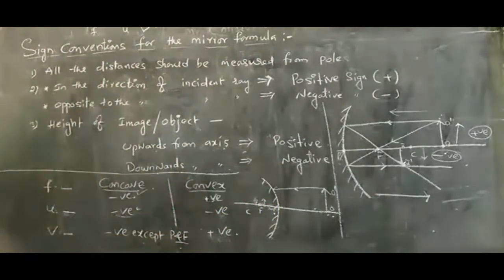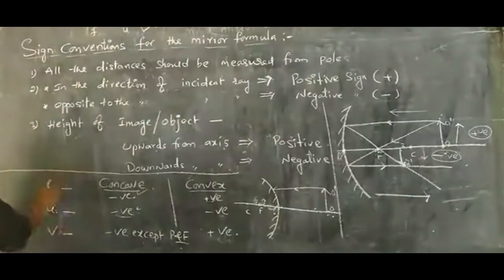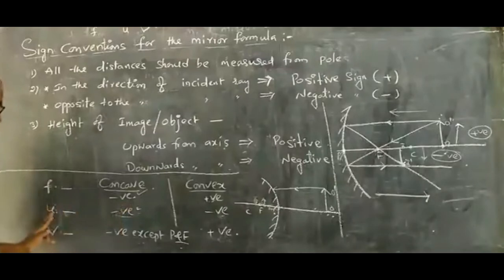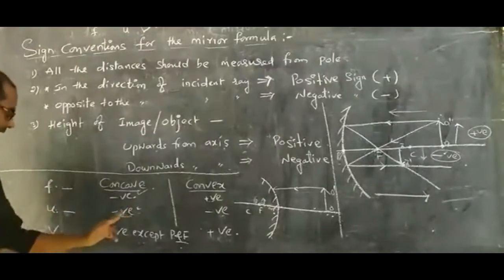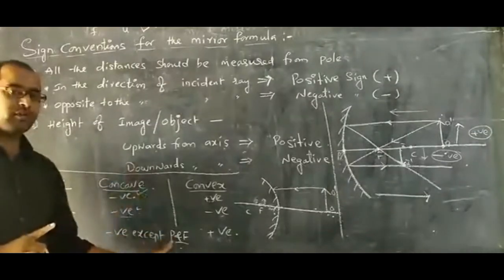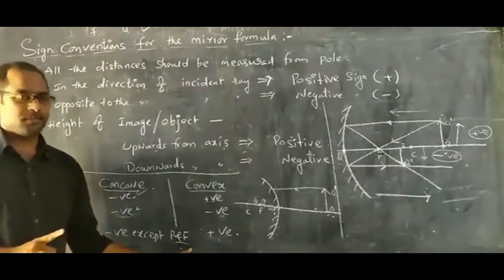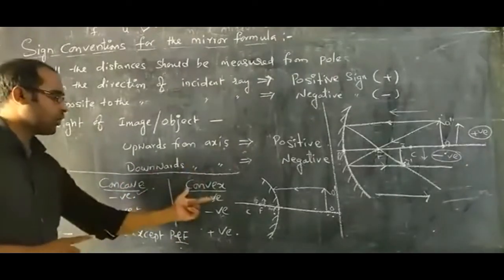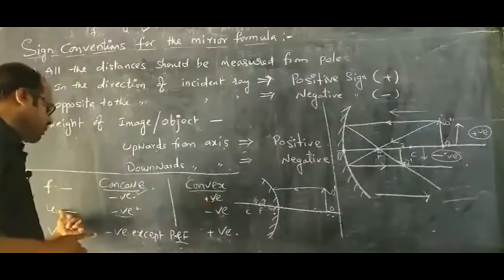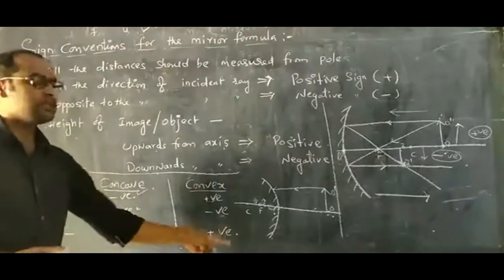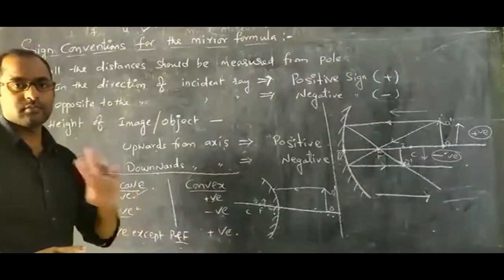Let's see one more time. For concave mirror, focal length is always negative, object distance is always negative, and image distance is always negative except one case. What is that case? When the object is placed between pole and focus. Next, for convex mirror, focal length is always positive, object distance is always negative, and image distance is always positive. Yes, that's it.